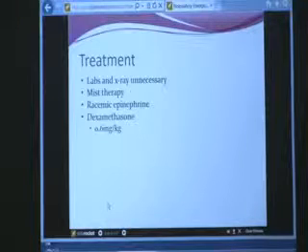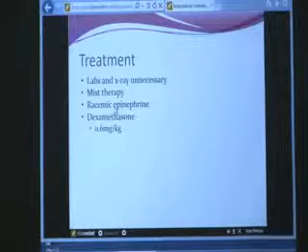Labs, x-rays, they don't really help you. This is more of a clinical diagnosis. Mist therapy, you can do, even just giving them albuterol neb, if you're not sure what's going on, they get some mist from that, so that does help open their airway up. And then racemic epi and Decadron is a treatment. Decadron, the max dose for that is 10 milligrams.